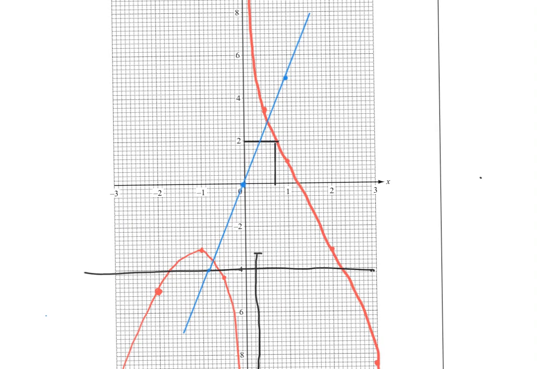Now find the intersection with the curve. This is the first point. This is the second point. To find the x coordinate for the first point, drop a line from this point to find the intersection. This is not accurate, but this is approximately 0.55 or 0.6. The second one is approximately negative 0.75. So negative 0.75 and 0.55.